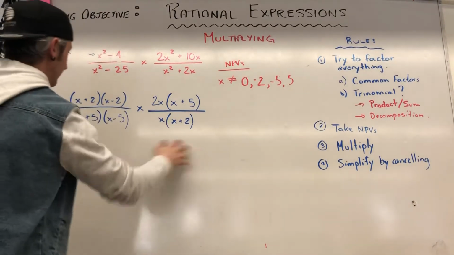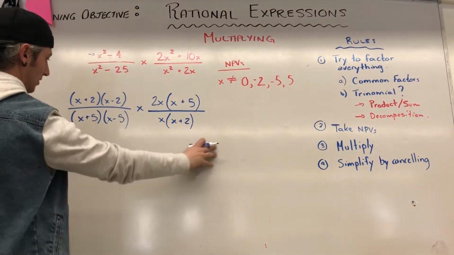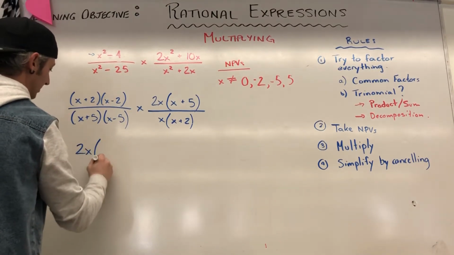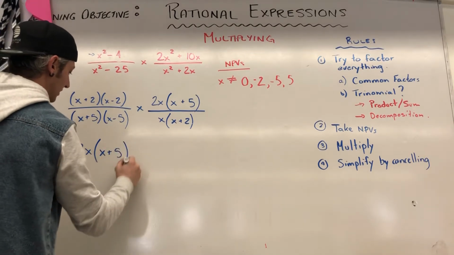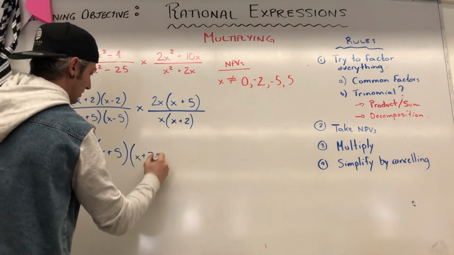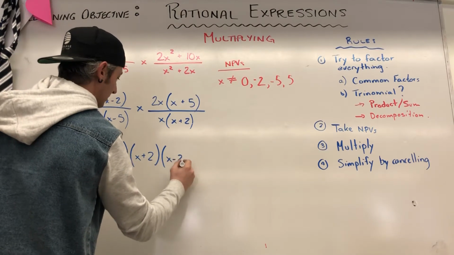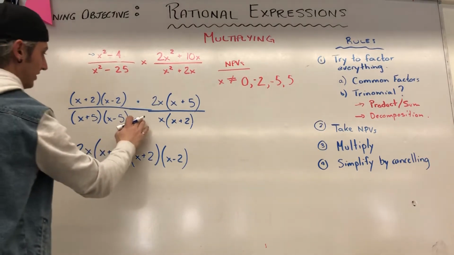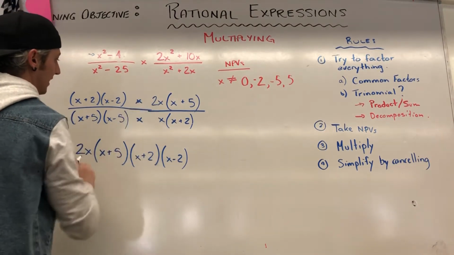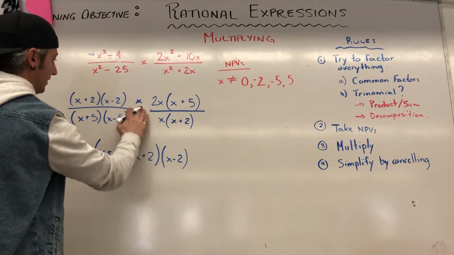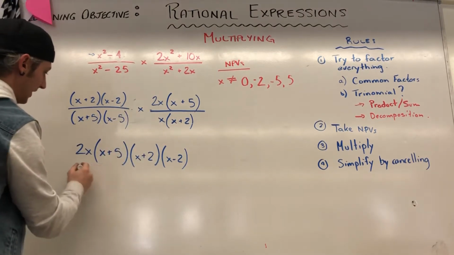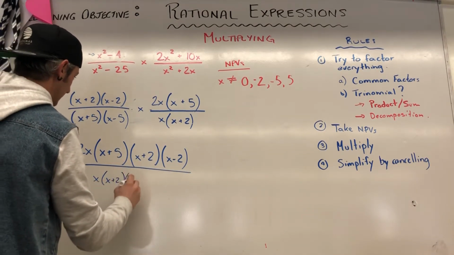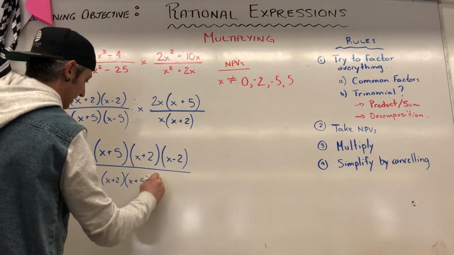And then I can rewrite this as one long multiplication over everything. So I'm going to pull that 2x, put it in front, just because I like that. So I get 2x plus 5 times x plus 2 times x minus 2. All I've really done is erase that and multiply the top and the bottom. That's not a division. I'm just rewriting this, and that's all over x plus 2 times x plus 5 times x minus 5.